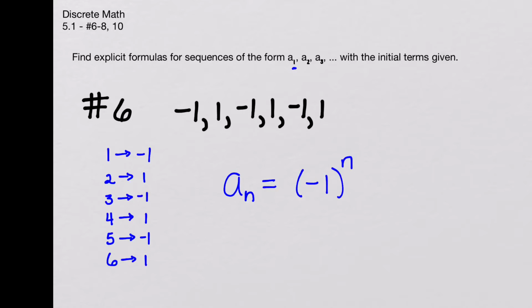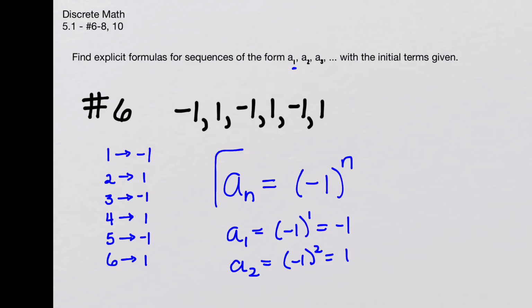So you can check to see that this works. A sub 1 equals -1 to the 1 power, and that gives me a -1. A sub 2 is -1 squared, which gives me a +1. And as you keep plugging in numbers, you would see that you keep getting -1, +1, alternating, whether the value that we're plugging in is odd or even. And so that's my formula for this problem, for number 6. Let's take a look at number 7.